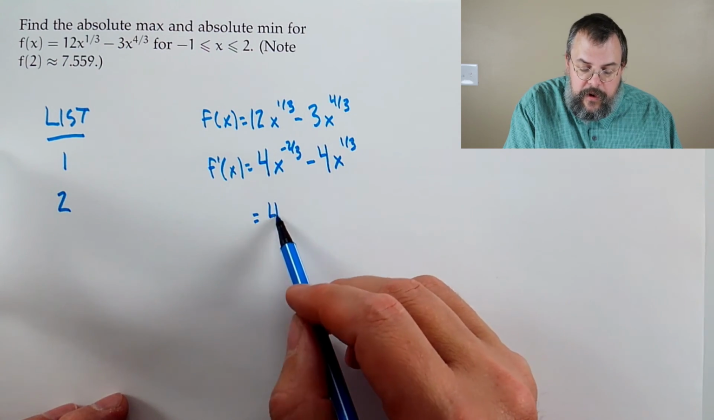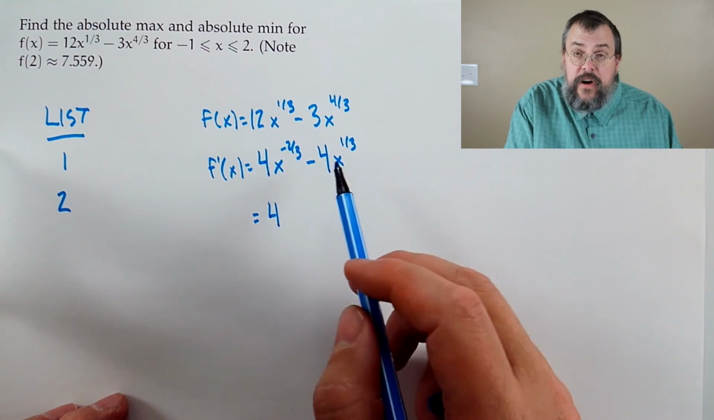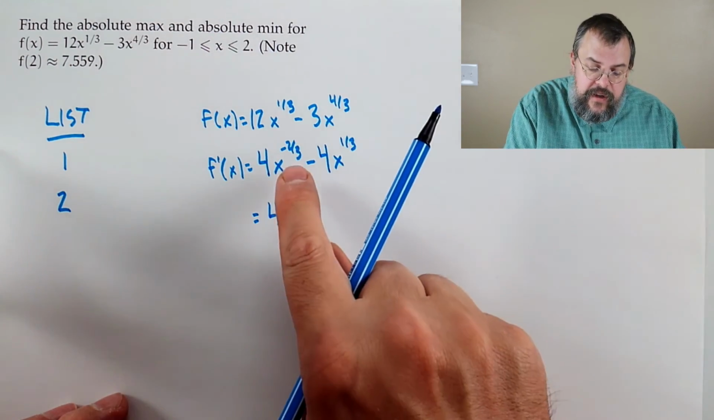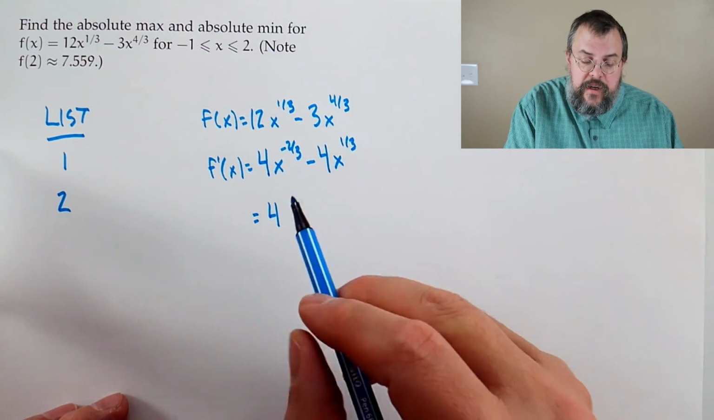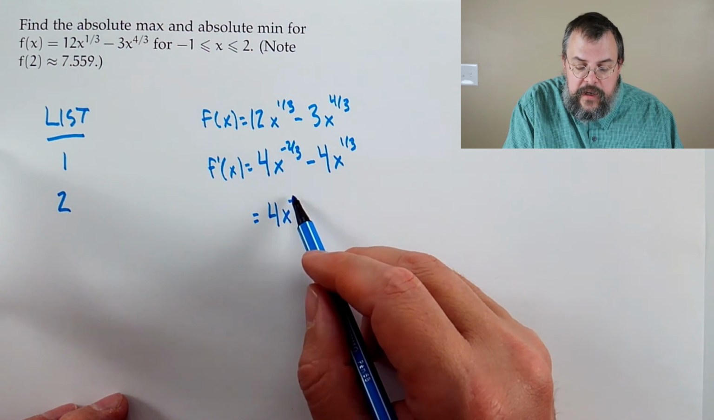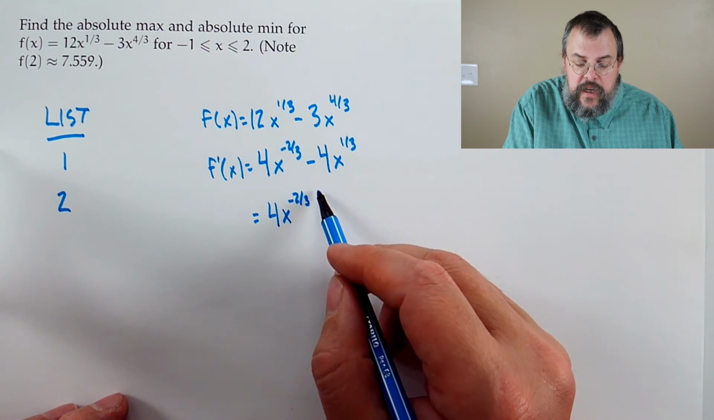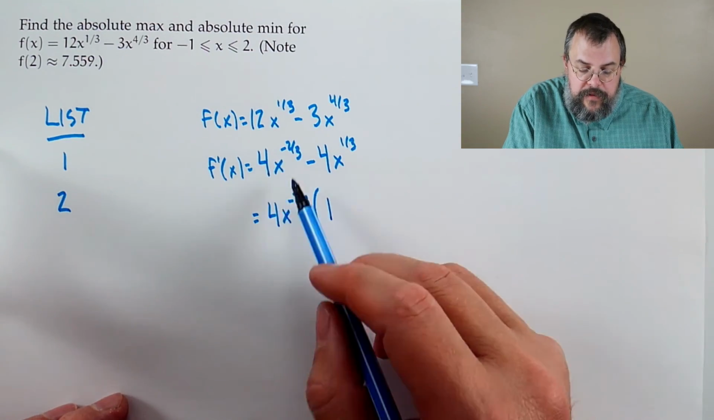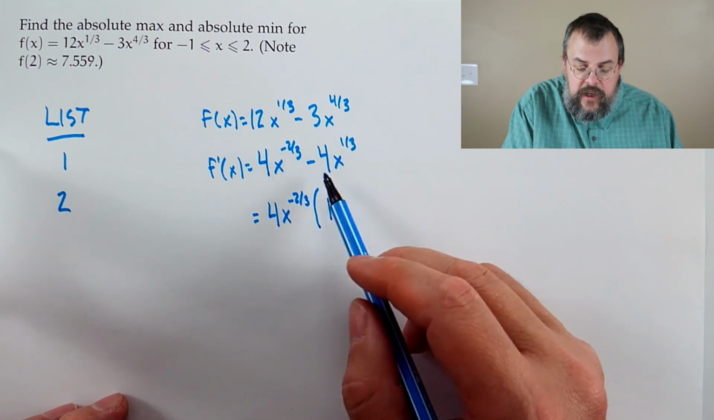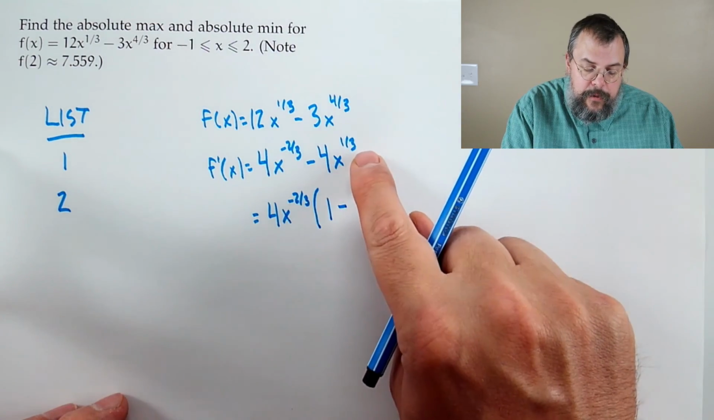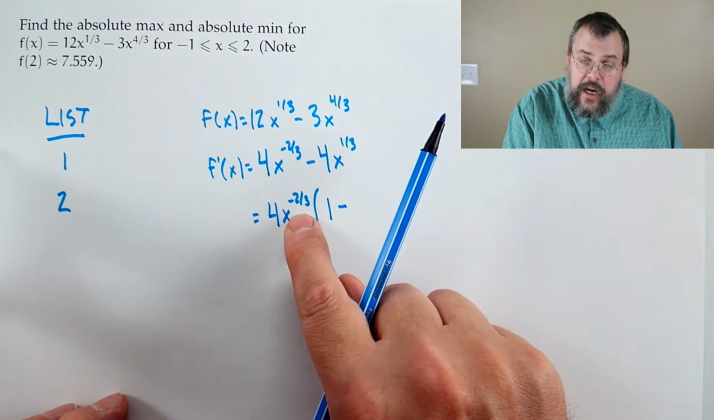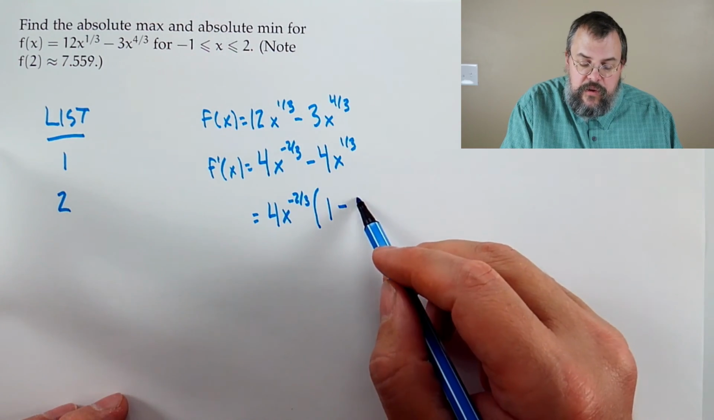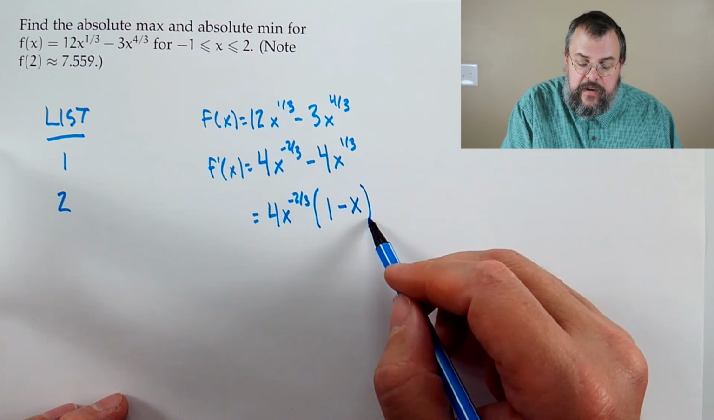So they both have a 4. We'll factor that out. They both involve powers of x. So we pull out the lower power. In our case, the negative 2/3 is the lower power. So pull that out. 4x^(-2/3). And then we'll have what? We'll have 1, because we grabbed everything, minus, and here the power will be 1/3, subtract what you pulled out. 1/3 subtract negative 2/3 gets us to 3/3, which is just x.